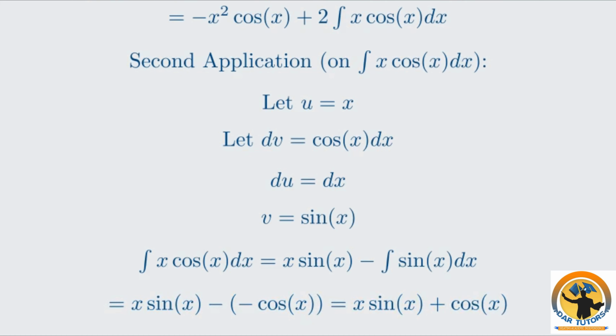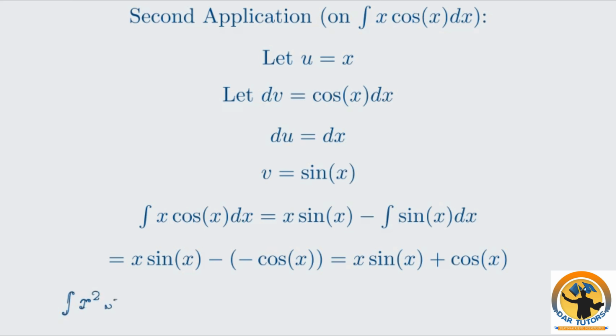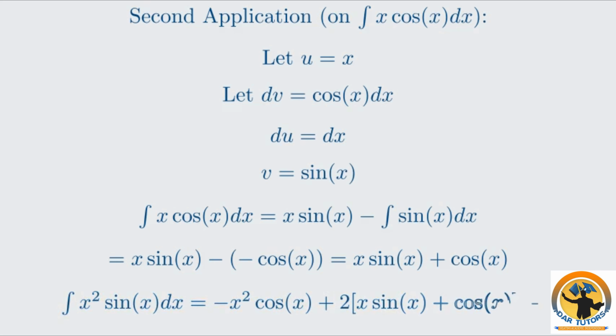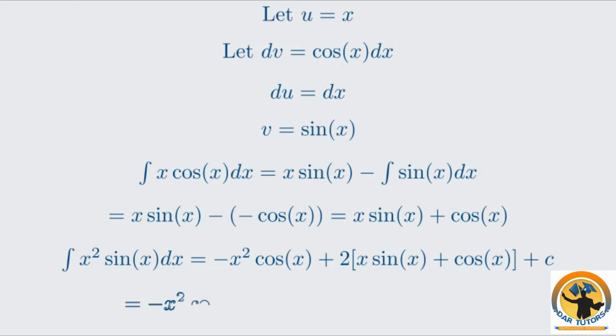Now we substitute this result back into our expression from the first application. The original integral is equal to negative x squared cosine of x plus 2 times the quantity x sine of x plus cosine of x, plus c. Finally, we distribute the 2 to get our final answer. The final answer is negative x squared cosine of x plus 2x sine of x plus 2 cosine of x plus c.